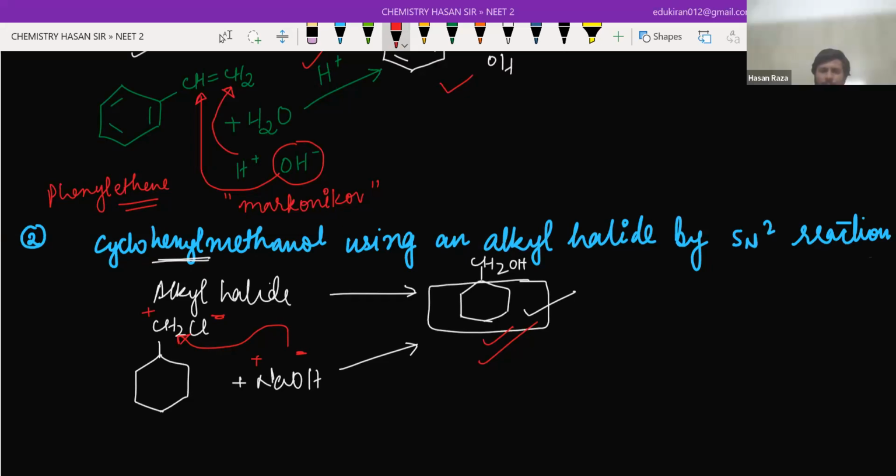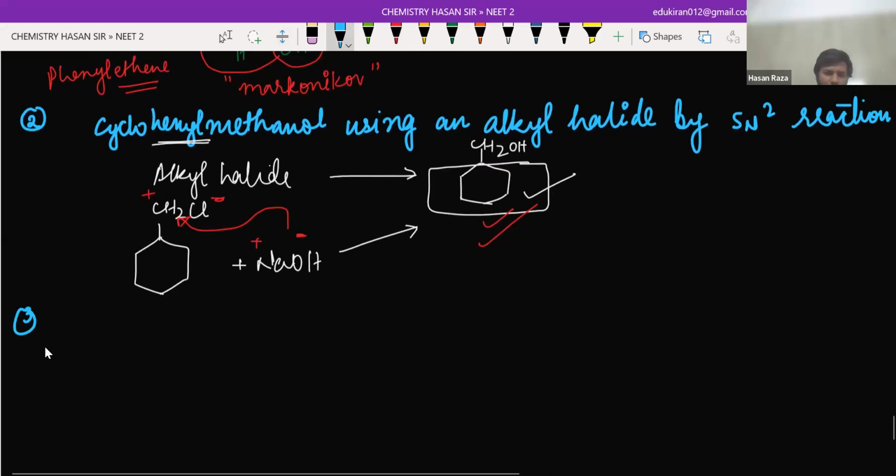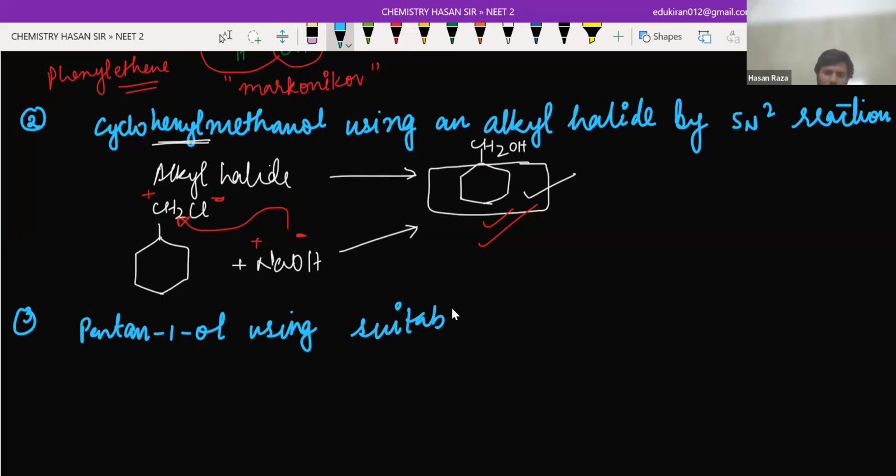Let me know when you are done with this. I'm going to the next question. The third conversion, pentan-1-ol using a suitable alkyl halide.